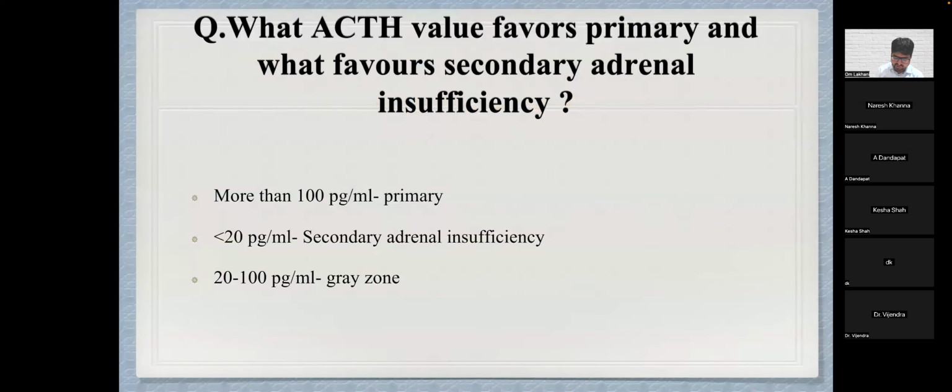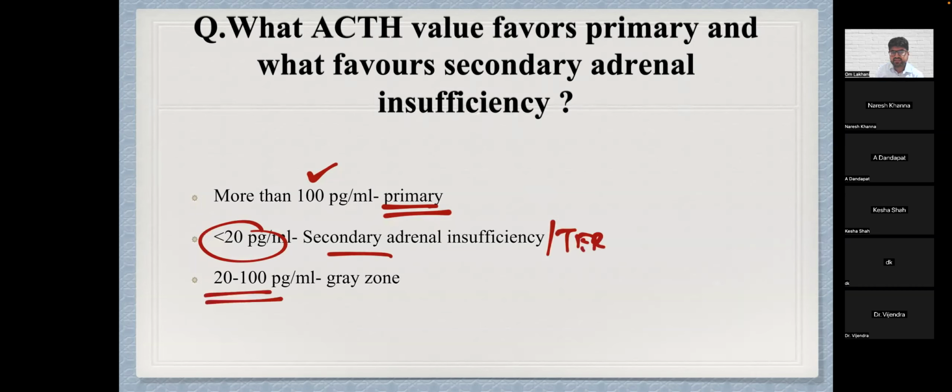So if the ACTH value is more than 100, it is suggestive of primary. If it is less than 20, it is suggestive of secondary or tertiary. If it is between 20 to 100, it is a gray zone, and this could be either primary or secondary or tertiary adrenal insufficiency. So if you had seen in the case earlier, the value was thousands.